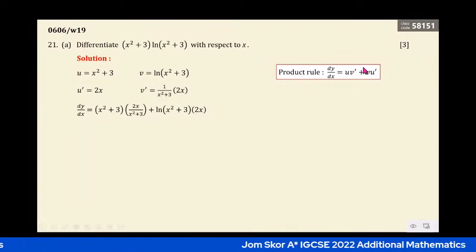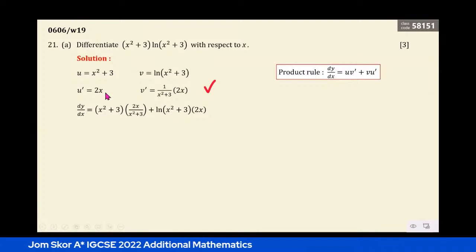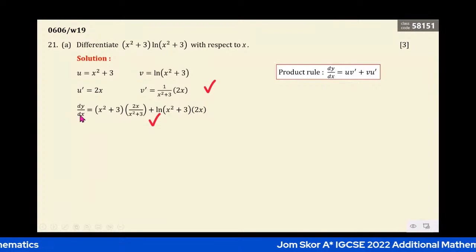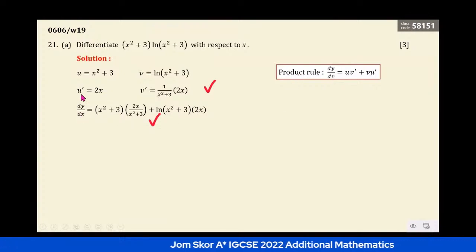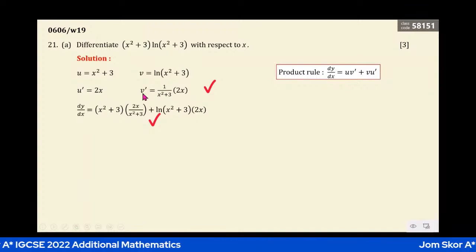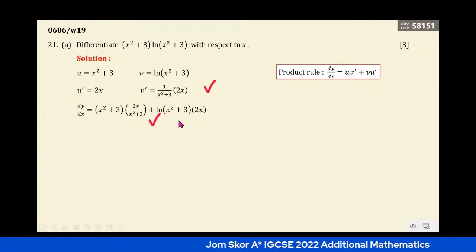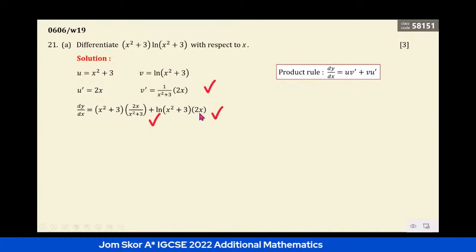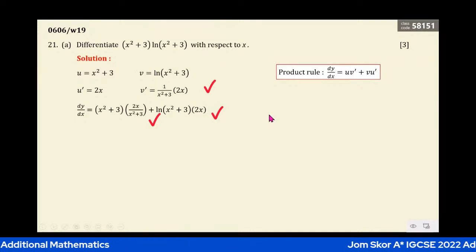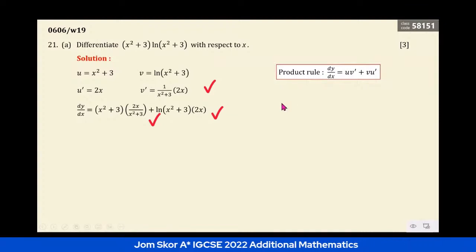3 marks will be given for this because this one is more complicated compared to the previous one. 1 mark here. The second mark will be given if you use the product rule, no matter whether your u prime or v prime is correct or wrong. Whatever you got here, put it into the product rule and you will get the second mark. The third mark will be given if everything is correct. So that is 21A. Now we look at 21B.